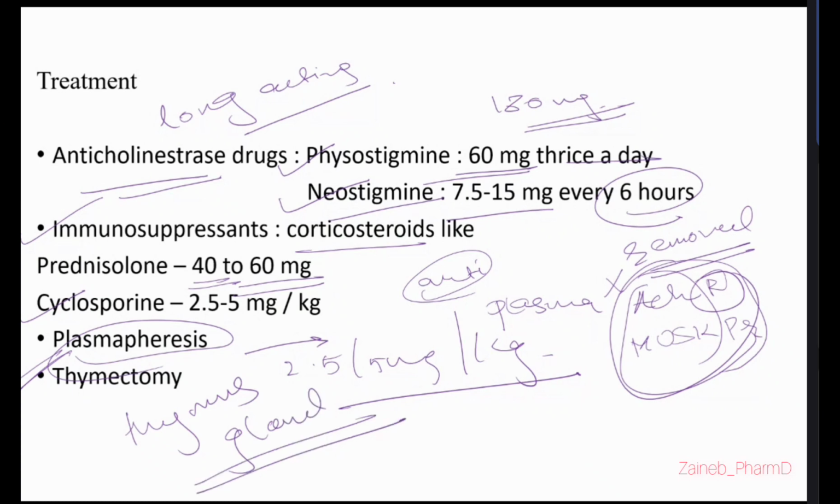So these are the known treatments. That is, we can go with the acetylcholine esterase drugs, that is physostigmine and neostigmine. We can go with immunosuppressants as it is an autoimmune disorder: corticosteroids, prednisolone, and cyclosporine. Plasmapheresis means the removal of the autoantibodies against the acetylcholine receptors and the MuSK protein receptor, and we can go with thymectomy, that is the complete removal of the thymus.